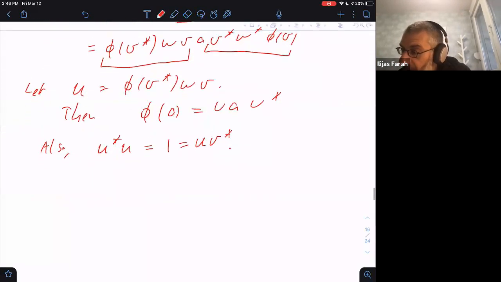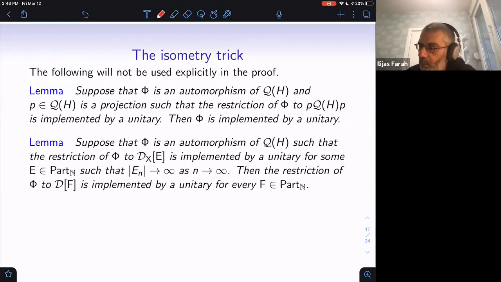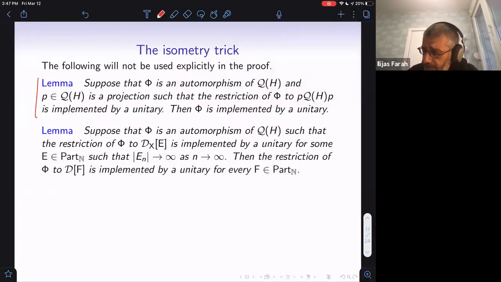All right, so this was just basically instructive for seeing what to look at. Now, this lemma, what we just did, has many analogous versions, and I'll state a few of them which we'll need. So here is another one. Suppose phi is an automorphism of the Calkin algebra, and the restriction of phi to D_X of E is implemented by a unitary for some E, such that, and this is important, the lengths of these intervals, these E_n's, converge to infinity as n goes to infinity. Then the restriction of phi to D of F is implemented by a unitary for every F in the power set of N. So this is what we want to prove.